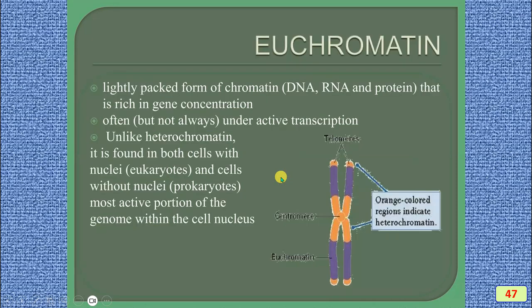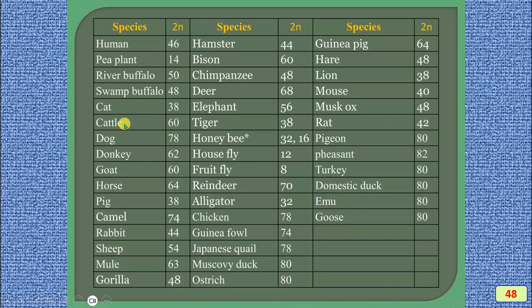Then different species of animals will have a different and fixed number of chromosomes. So the human diploid number in the somatic or body cells is 46. Then coming to the plants, it is 14. Then cat, it is 38. Whereas the river buffalo chromosome number is 50. Whereas the swamp buffalo is 48. And cattle, it is 60. So there is a difference between the cattle and the buffalo chromosomes.